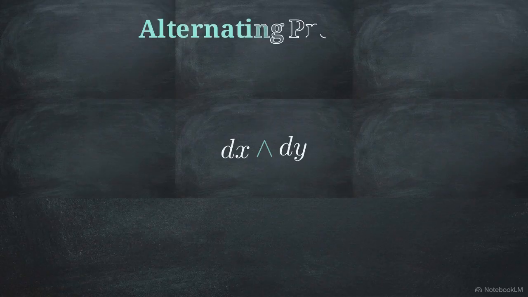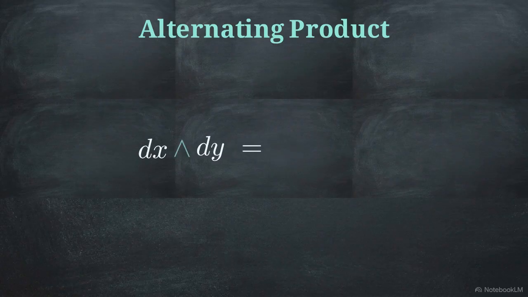It is an alternating product, which gives it properties distinct from standard multiplication. The first rule is anti-symmetry. Swapping the order of the differentials flips the sign. dx wedge dy equals negative dy wedge dx. Because of this sign flip, any differential wedged with itself results in 0.